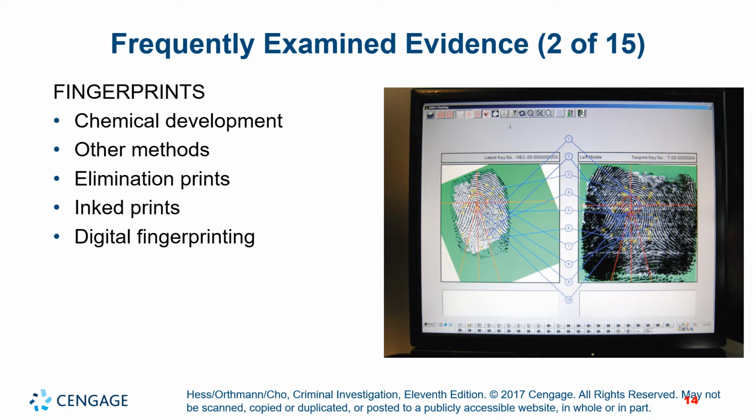Also, what is done is what's called elimination prints. If fingerprint evidence is found at a scene, it is important to know whose prints belong at the scene. So officers who've responded to a scene will leave fingerprints. A person who discovered a scene might leave fingerprints. So their fingerprints are taken and used to eliminate them and distinguish them from prints that are unidentifiable.